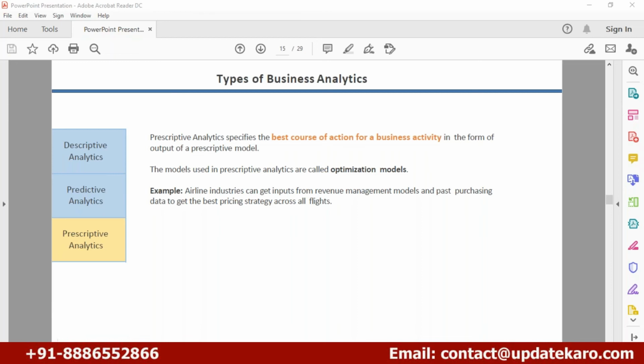Is it clear? Descriptive, predictive, and prescriptive. Descriptive says what has happened, predictive says what can happen, and prescriptive says what should happen in the future. This may happen, we have predicted this, and this is what should happen. This is the business decision, right?